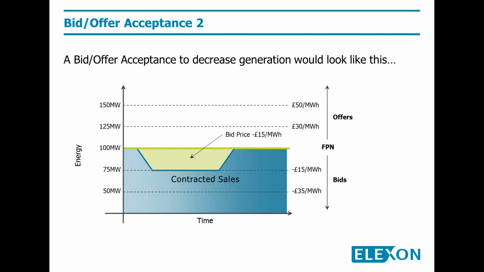Okay, so later on that day, this particular generator has had a bid accepted. Now, as I mentioned earlier, this example is for a gas-fired power station. So they've agreed to pay National Grid to reduce their consumption. In this example, minus £15. The reason they've done that is because they can sell the gas they would have used to generate and make more than £15 from the gas. So in this example, National Grid have asked them to reduce down to 75 megawatt hours for a period, and the party is paying National Grid £15 per megawatt hour for that bid.